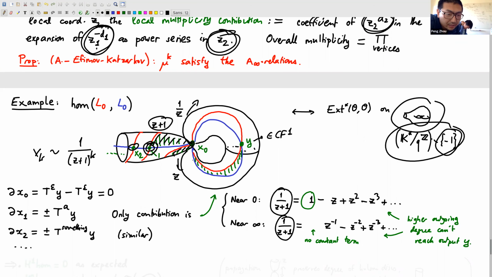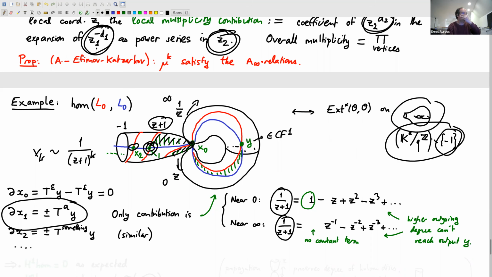I'm sorry, just making sure I understand. You're taking that green dot as the input to compute the differential? Yes, exactly. I'm trying to calculate the differential of x1. And what does the z plus 1 mean? So z plus 1 is the choice of local coordinate on a pair of pants near -1, near 0, and near infinity.